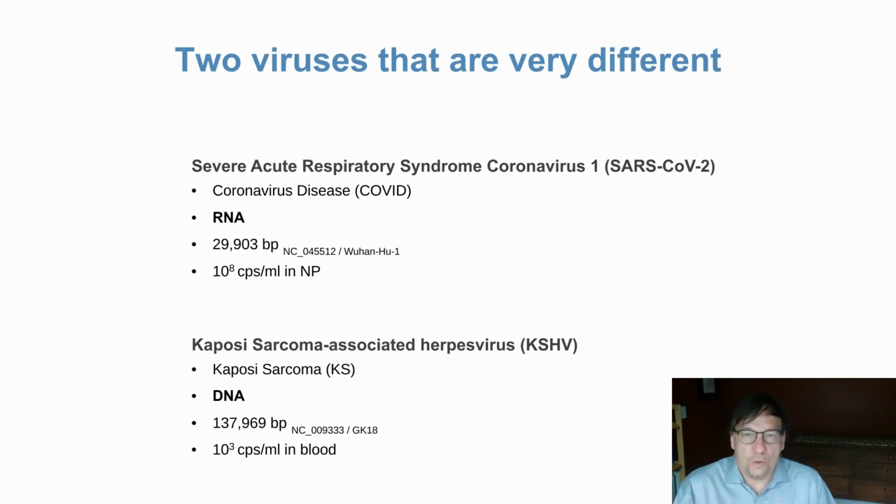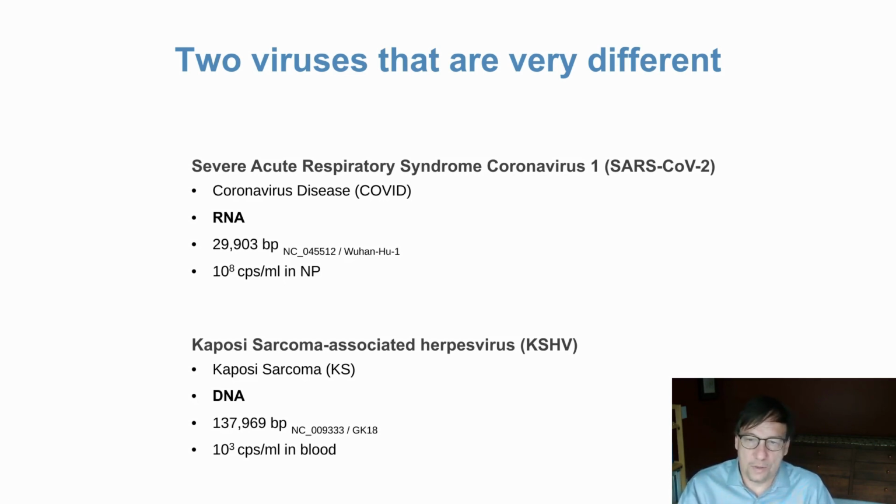I picked these two viruses because they're very different, and that will make the point of how we use a common system to look at very different targets. SARS coronavirus 2, of course, is an RNA virus. It's relatively small. It has 30,000 base pairs as a genome, and it accumulates to very high titers of roughly 10 to the 8 genome copies per mil in an actively shedding patient.